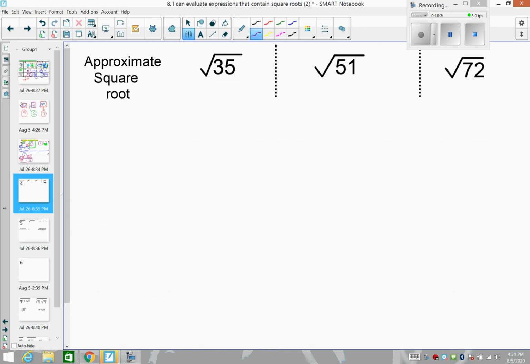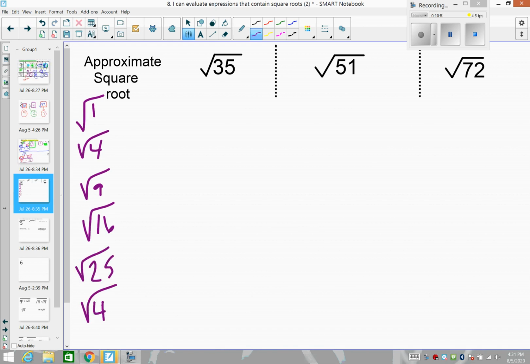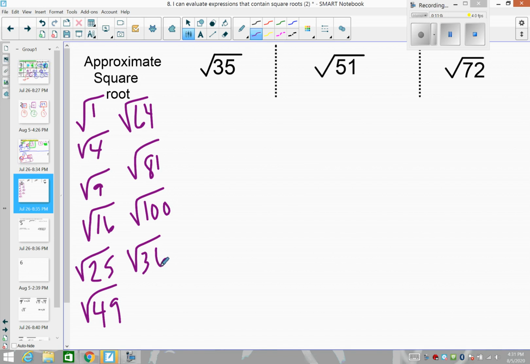All right, so I'm going to ask that you try these 3 examples, and then we'll go over them in a minute. While you're doing that, I'm going to list the perfect squares here on the right. I forgot the square root of 36, sorry. All right, so if you haven't paused the video, I'm going to have you do that now.